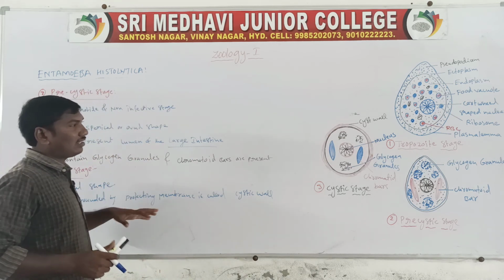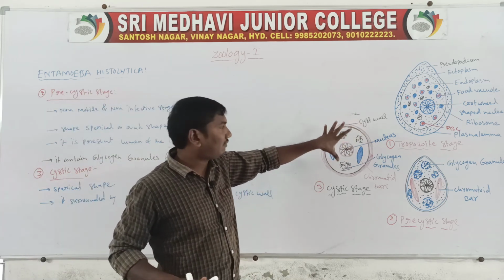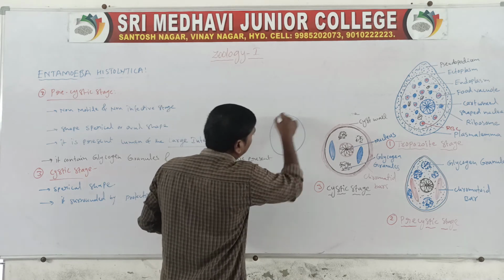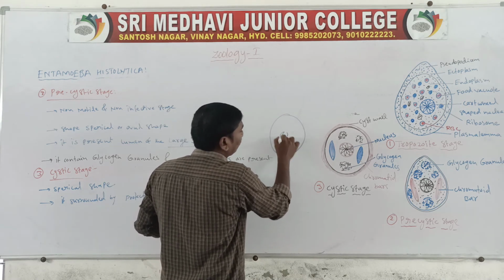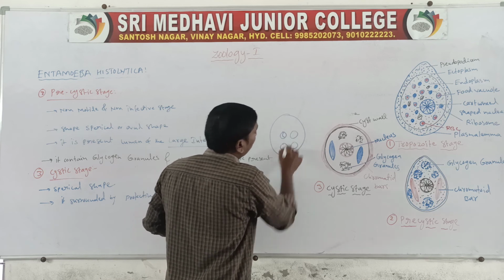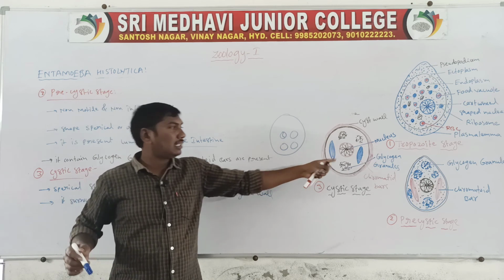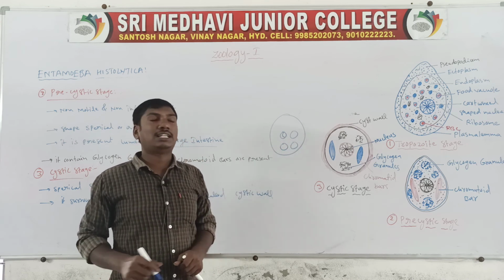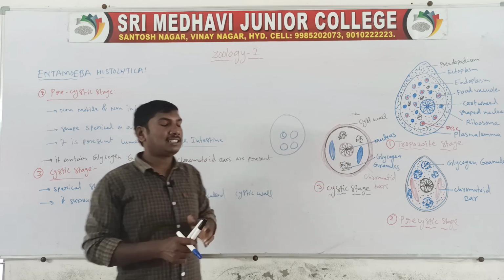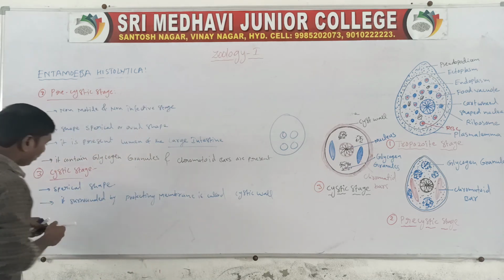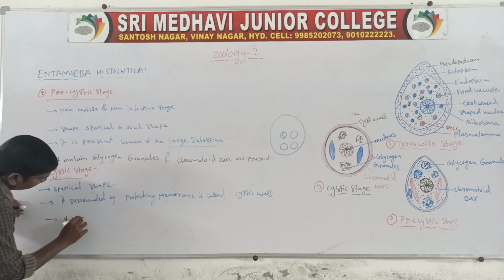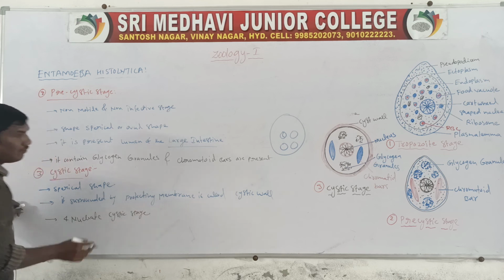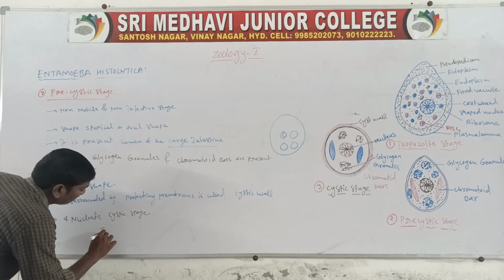After encystment, after the formation of the cyst wall, the nucleus undergoes two mitotic divisions. One nucleus divides into two, and two divide into four nuclei. This stage is called the four-nucleate cystic stage, which is the infective stage.